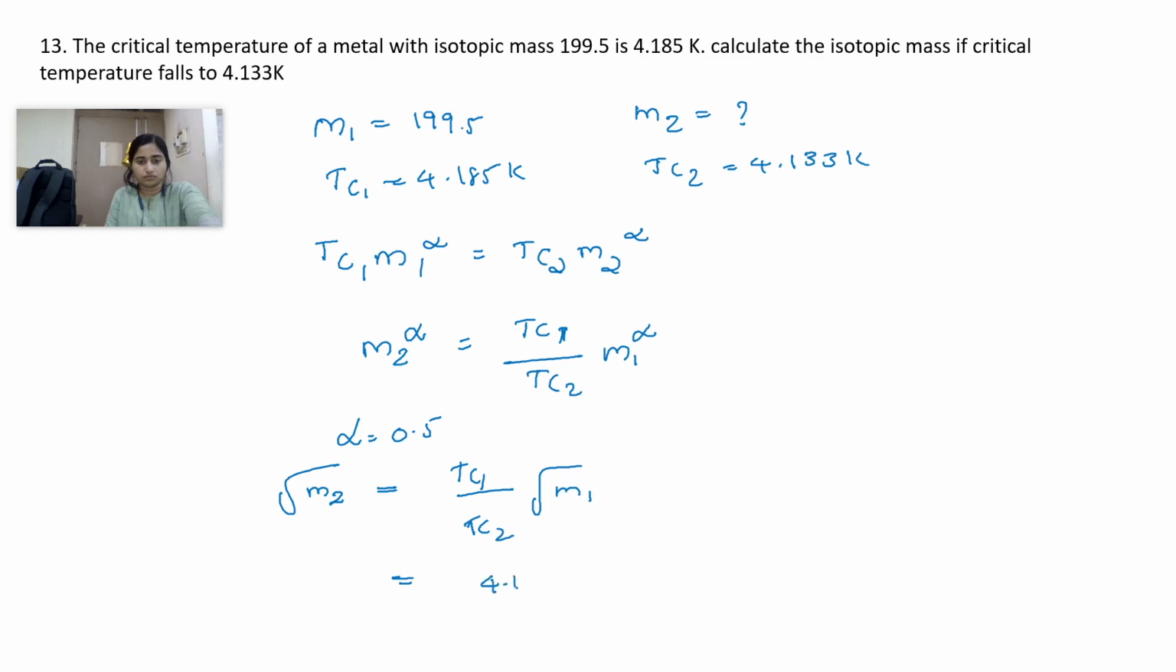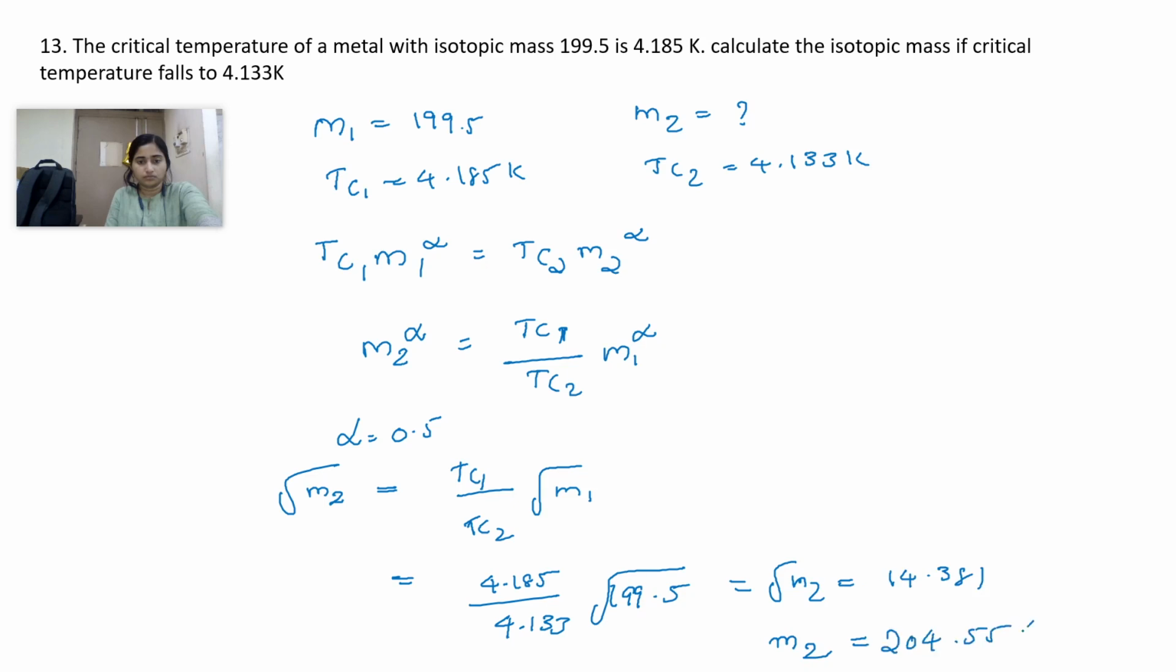Now just substitute the values here. Tc1 will be 4.185 divided by Tc2, which is 4.133, times root of 199.5. From there you will get root M2 is equal to 14.381. From there you will get M2 is equal to 204.55. So this is also just a direct application of the formula. You have to find the isotopic mass M2 from the problem.